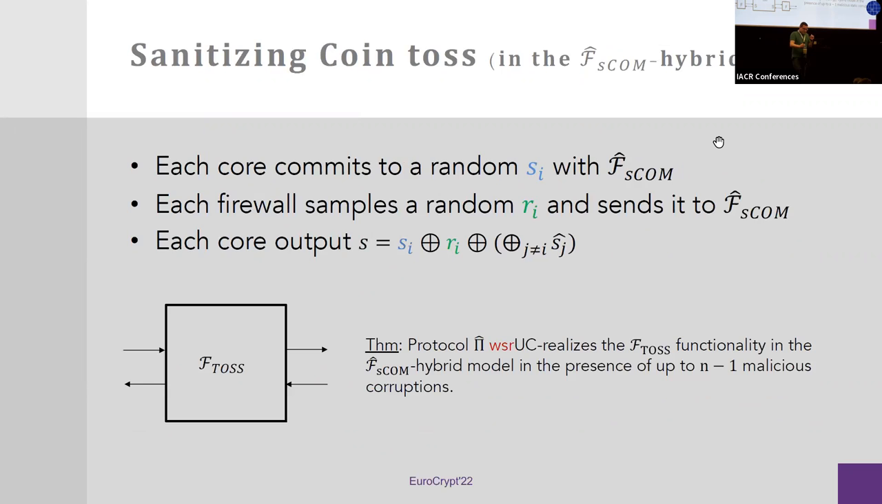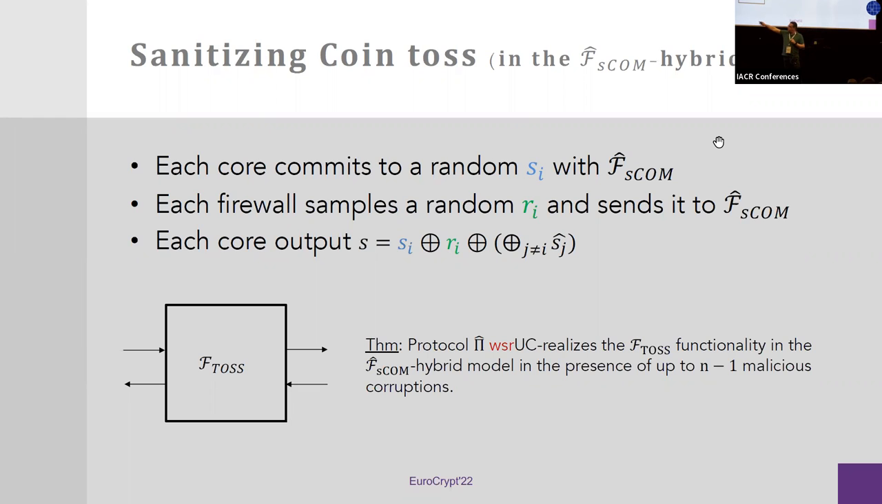So now that we have this sanitizable commitment, we want to build a coin toss. We do it in this F-hat sanitized commitment hybrid model. The cool part is that now this is pretty simple because you already have the sanitizable commitment, so you basically just do the coin toss as you would. Each core just samples some value s_i and tries to commit to the functionality. Now the firewall that you're implementing will sample some randomness and send it to the functionality to blind this input. And now the output is this s, which just recombines all the openings of the other parties with the values of the core and the firewall, just the s_i and r_i.